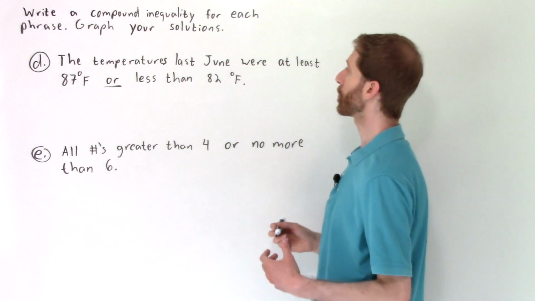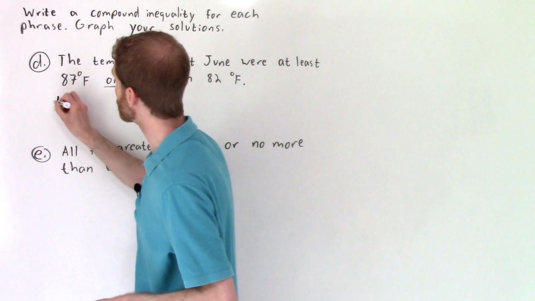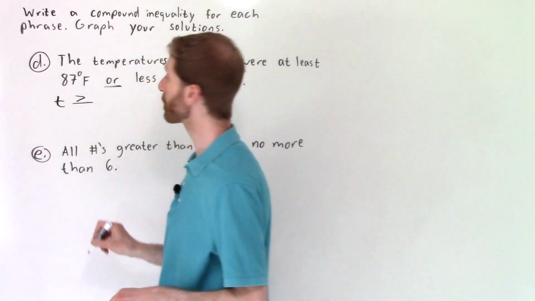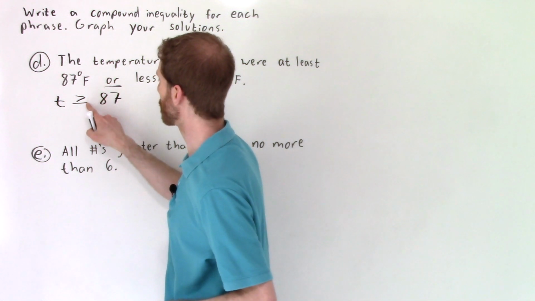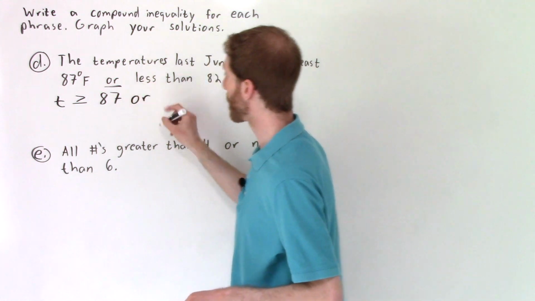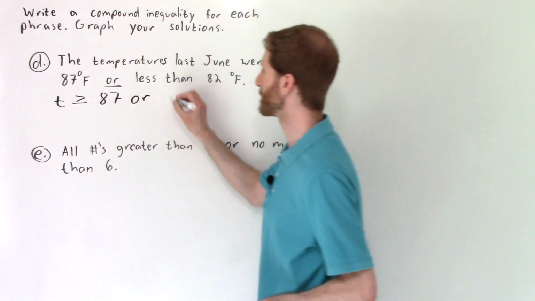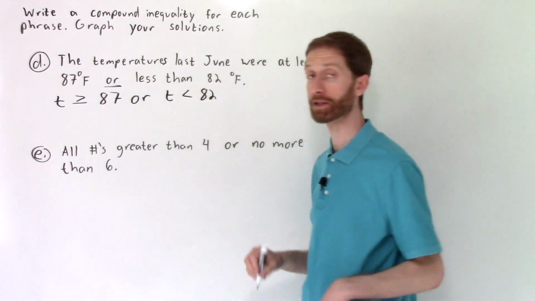So I'm going to write out my inequality here. If the temperatures, we'll call that T, were at least, that means that we were greater than or equal to 87. So they were at least 87, or they were strictly less than 82. So that's saying T is less than 82. And we're letting T be the temperatures.